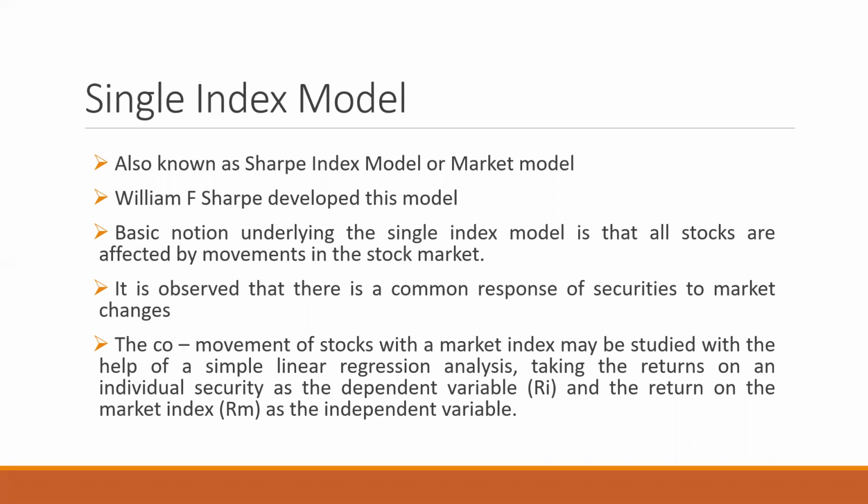So, the co-movement of stocks with a market index may be studied with the help of a simple linear regression analysis. How do we do that? We can take the returns on an individual security as the dependent variable. We are taking the returns of individual security as dependent variable because the returns of individual security is dependent upon the changes that take place in the market index. That is why it is considered as a dependent variable. And the return on the market index, the RM, is the independent variable. It is the variable which influences the returns of individual securities.